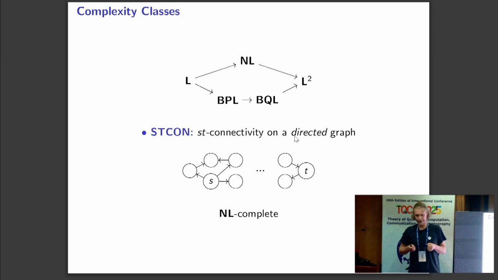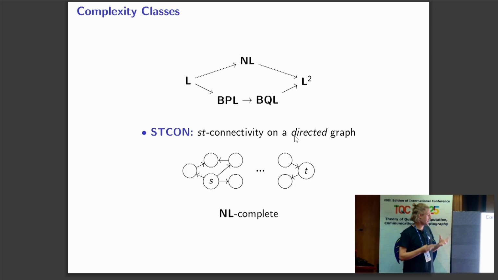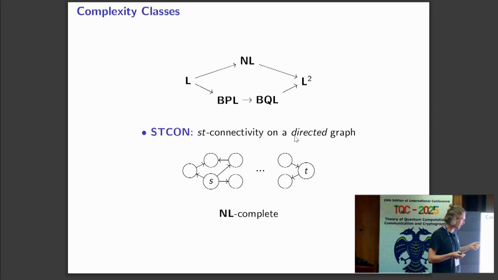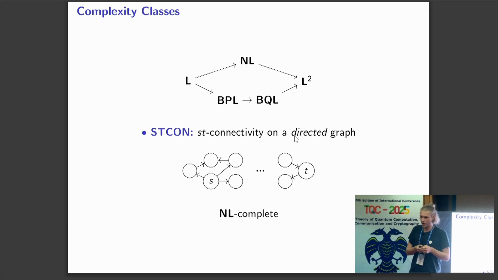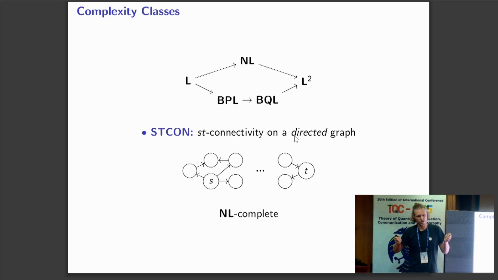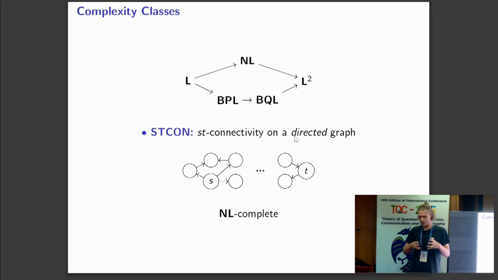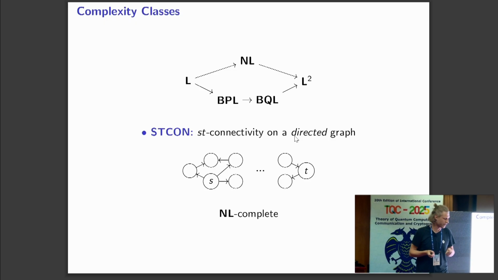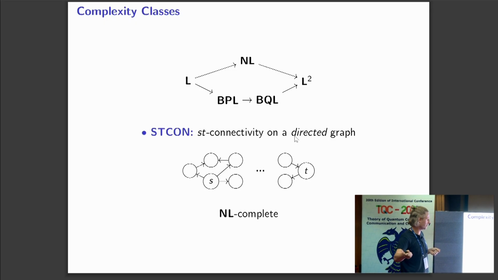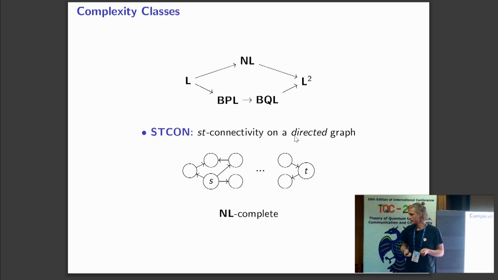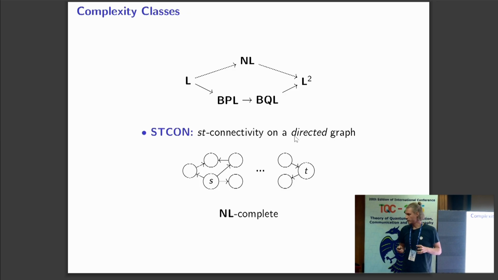So the fact that it is in NL just follows from the fact that your certificate could describe a path from S to T. The fact that it's NL hard comes from using an interpretation of Turing machines through their configuration graphs and thinking about S as the input state and T as an accepting state. Okay? Good. So that's ST connectivity on a directed graph.